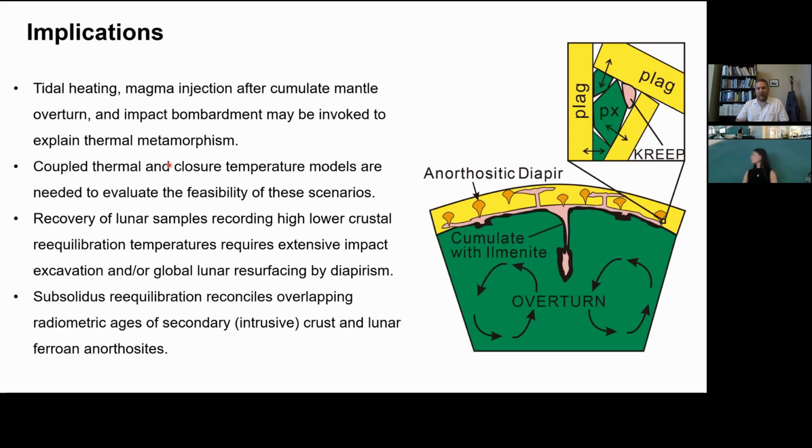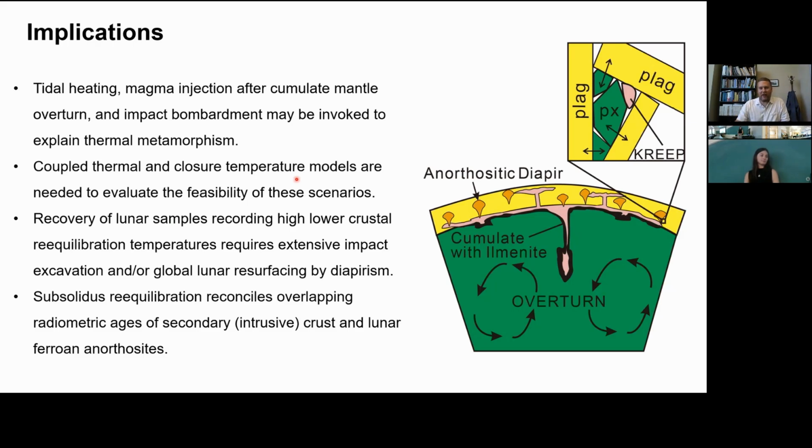I hadn't thought much about tidal heating before LPSC this year, and what I'd like to do is investigate whether these thermal models are consistent with the closure temperatures and the kinetics that are required to make this reequilibration happen. And I think that is something that has to happen for modeling the zircon data as well. So I think there are paths forward in evaluating these different potential scenarios.